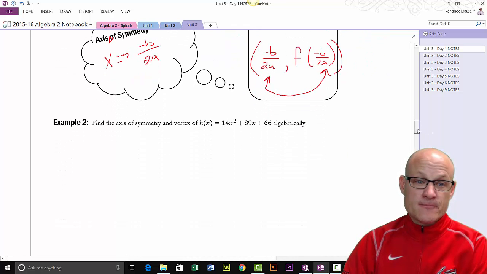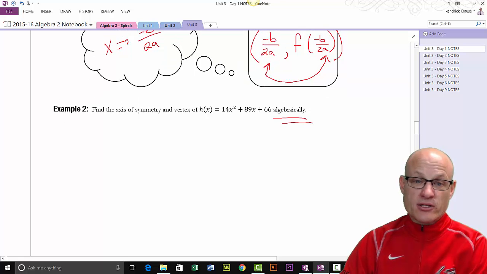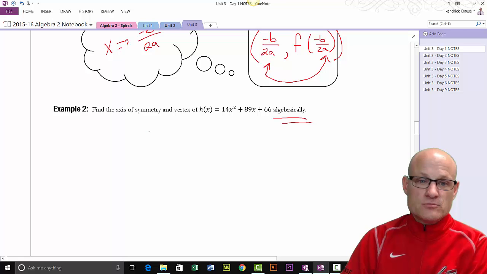Let's see what that looks like. We're first going to find the axis of symmetry, and we're going to do it algebraically. We're not going to look at the graph, okay?